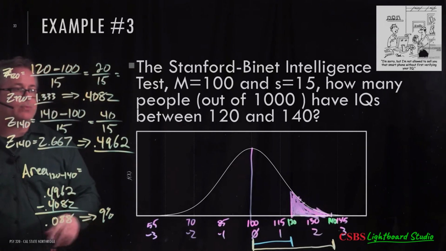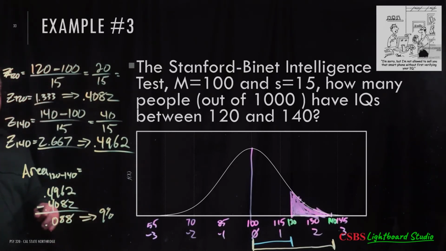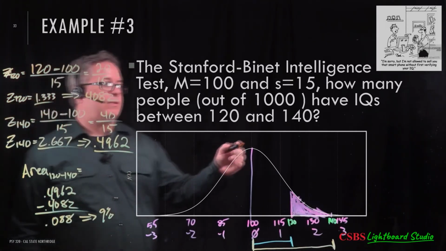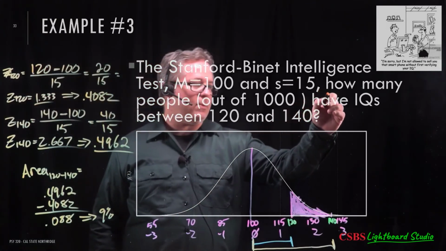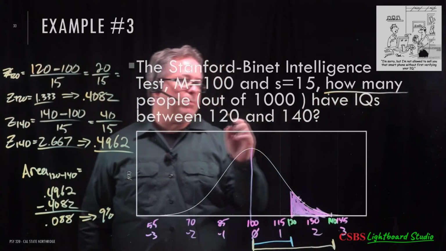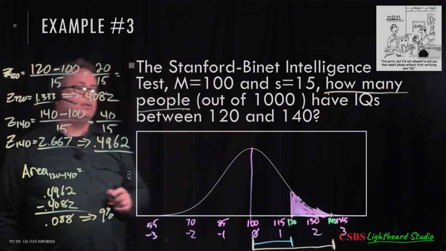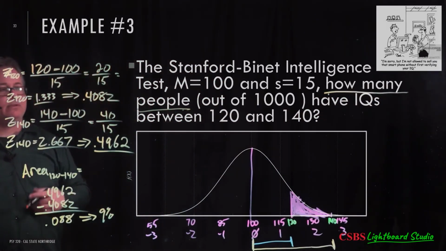But when you get to the 9%, many of you will be tempted to stop there. You're going to be like, oh, that's it. I got a percentage, I'm done. Go back and read the original question. It says, how many people out of 1,000? So you've got to take 9% and multiply it by 1,000.